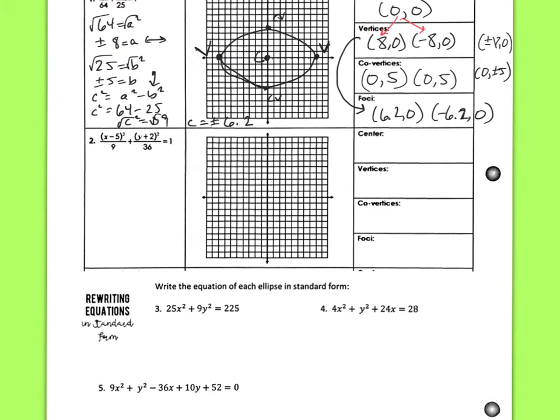Let's do this when the center's not at 0, 0. So again, we're going to start with the center. Opposite, opposite. So across the top here, we do opposite, opposite, just like a circle. So the center is 5, -2. Put that on your graph.